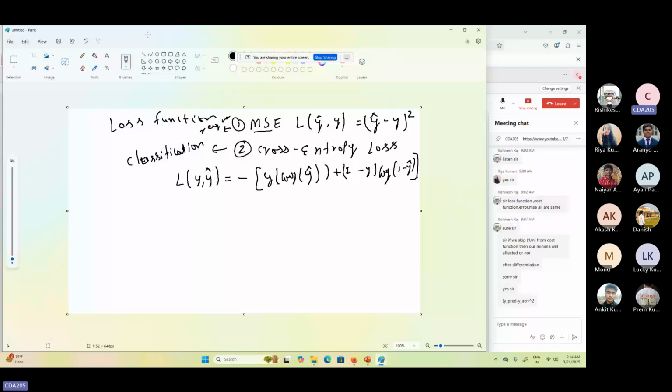Okay, so by these two ways we can calculate the loss function, and the loss function is always calculated for a single training example.